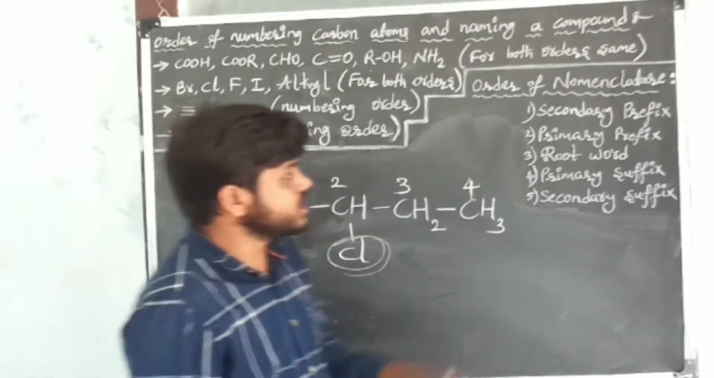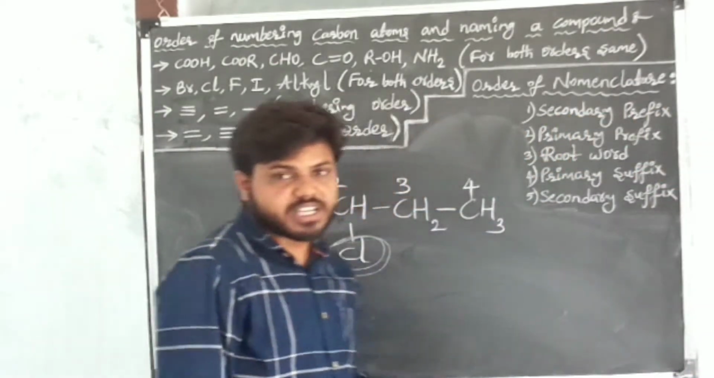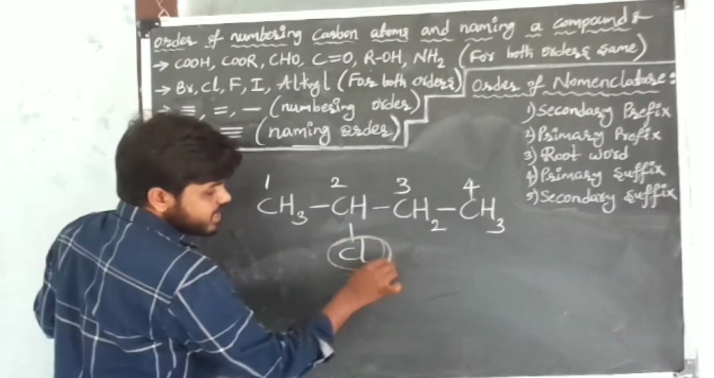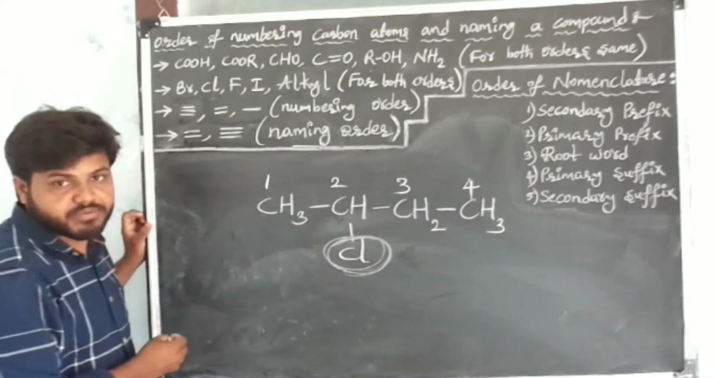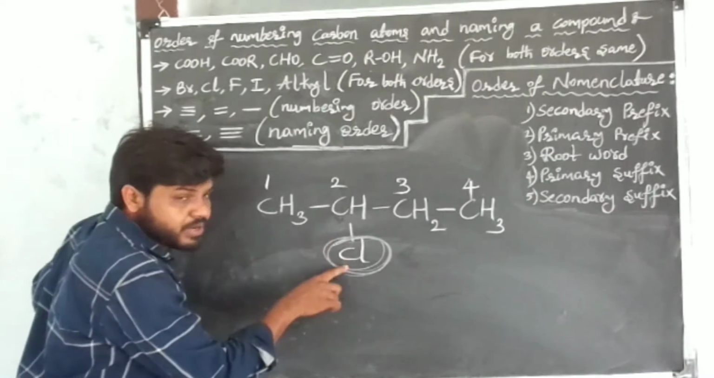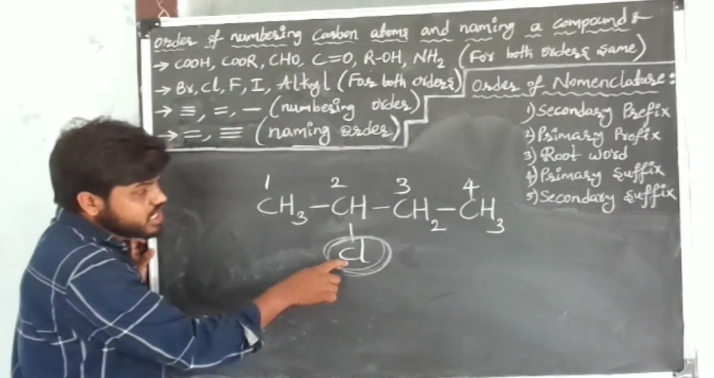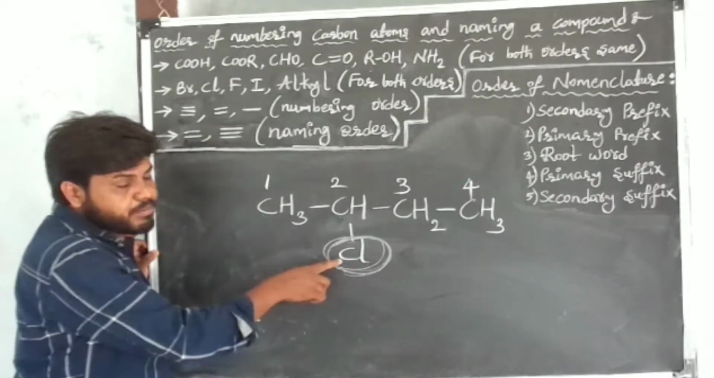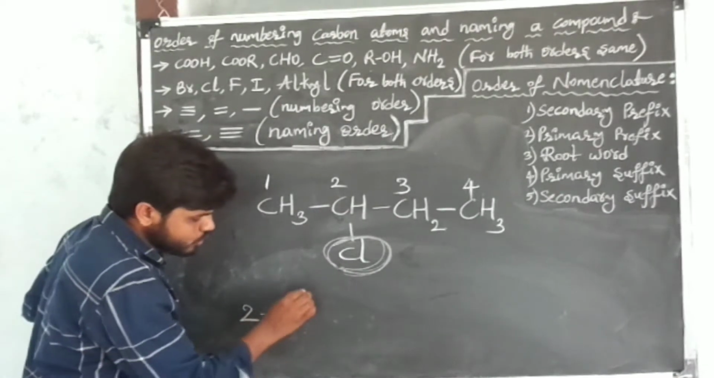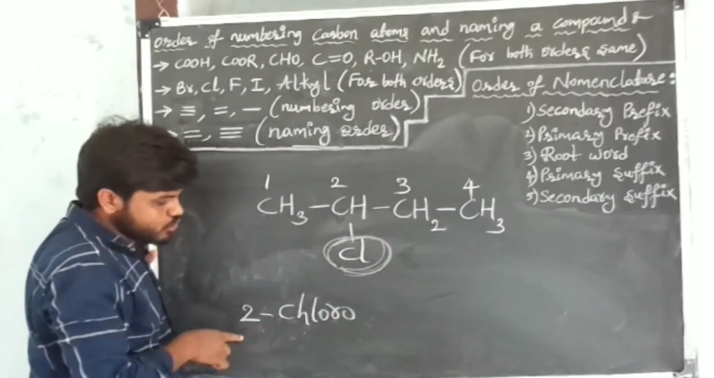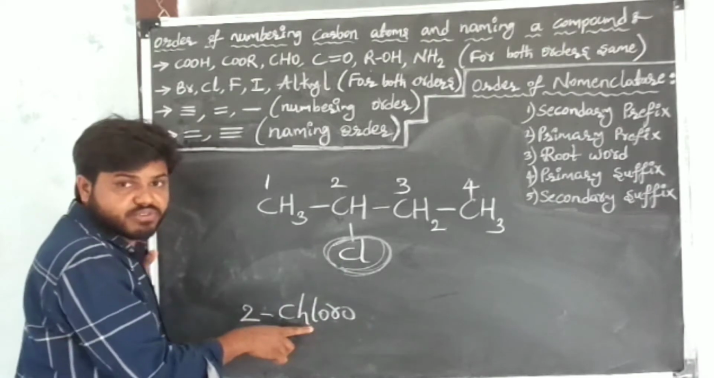After giving numbers, first write the second prefix. Here, which one is the second prefix? This chlorine is the second prefix. First write the position of the second prefix, then the prefix of chlorine. The position of chlorine is 2, and the prefix of chlorine is chloro. I have written the position and the prefix of chlorine.